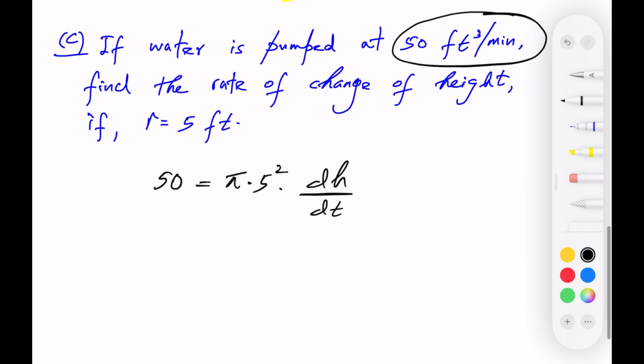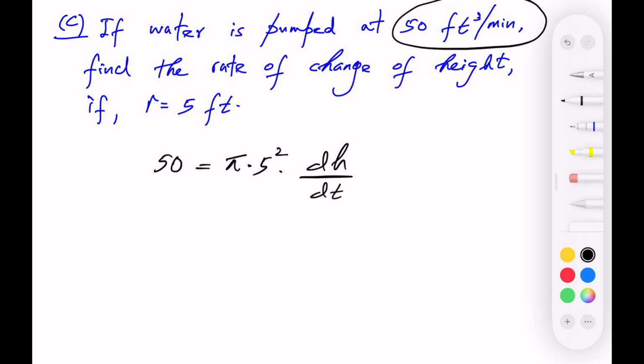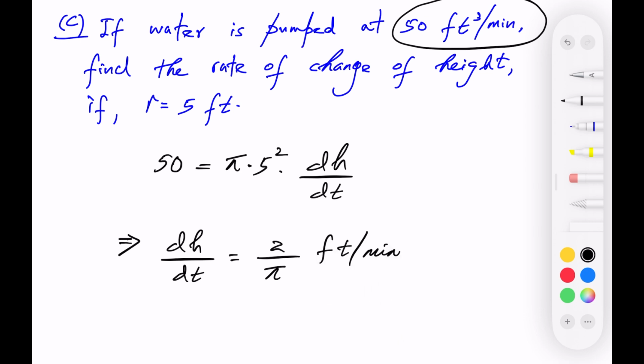So we can easily simplify this equation. 5 squared is 25. 50 divided by 25 is 2. I need to divide both sides by pi also. Then we can solve for dh by dt. That should be equal to 2 over pi. The units are going to be feet per minute. That's the answer for this problem.